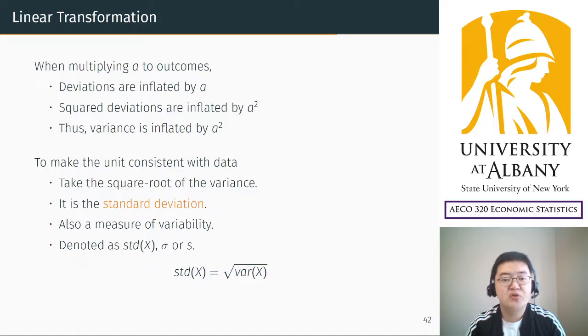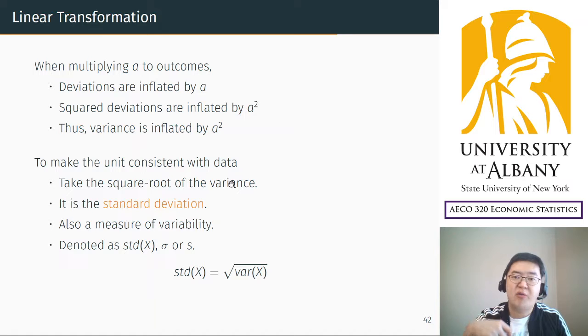So to resolve this problem, we devise a new measure of variability which has a consistent unit with the data. That's the standard deviation. Its definition is quite simple. The standard deviation is simply the square root of the variance. That's it. We did not like the square, so at the end we take the square back by taking the square root. So this is the definition.